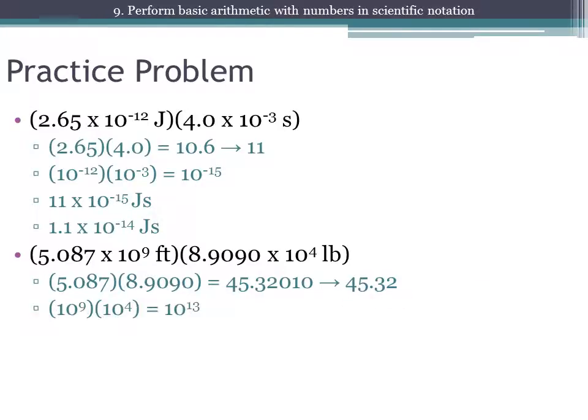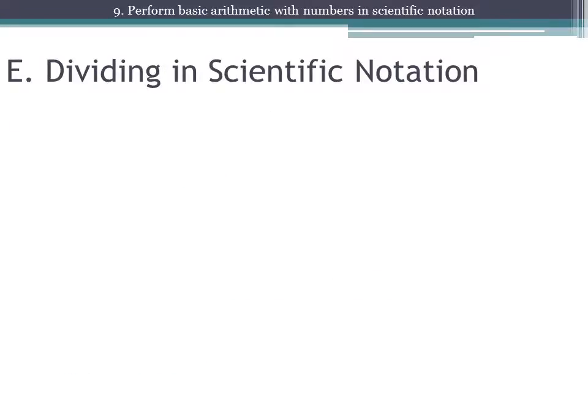We'll then take care of our exponents. 10 to the 9th times 10 to the 4th is 10 to the 13th. Writing my answer, that gives me 45.32 times 10 to the 13th foot-pounds. Writing it in proper scientific notation, moving that decimal to the left 1 place, 4.532 times 10 to the 14th foot-pounds. That's multiplication.